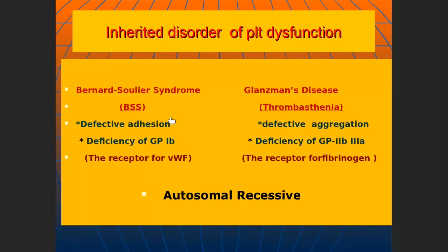Bernard-Soulier syndrome is defective platelet adhesion due to deficiency or abnormality of glycoprotein 1b, which is a receptor for von Willebrand factor responsible for platelet adhesion. Glanzmann's disease is defective aggregation due to deficiency or abnormality of glycoprotein 2b, 3a, the receptor for fibrinogen and platelet aggregation.